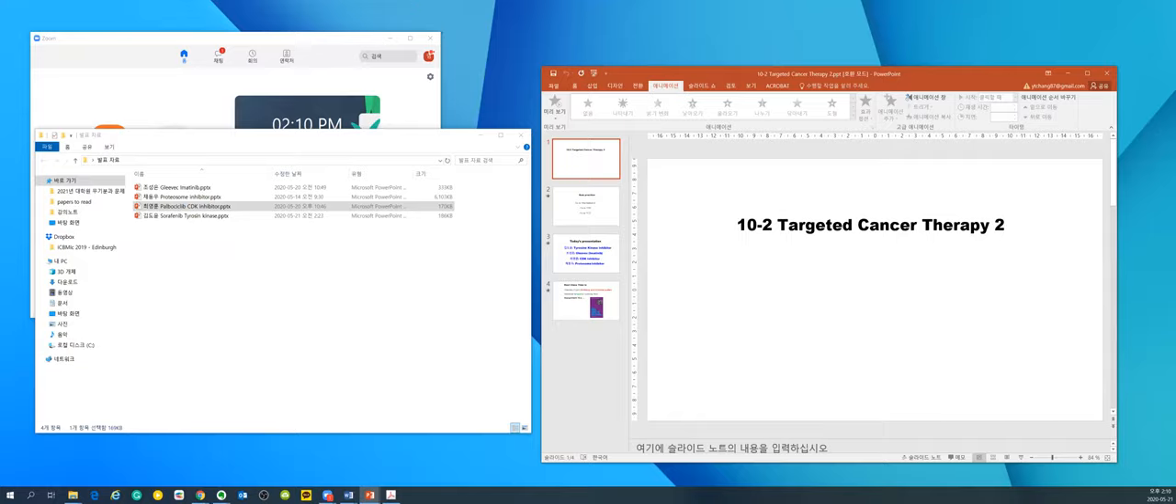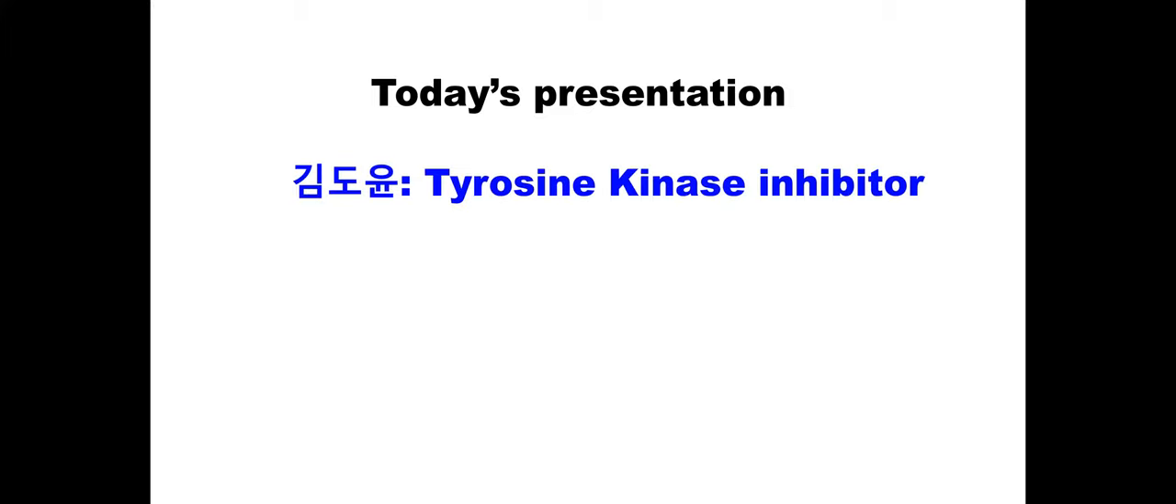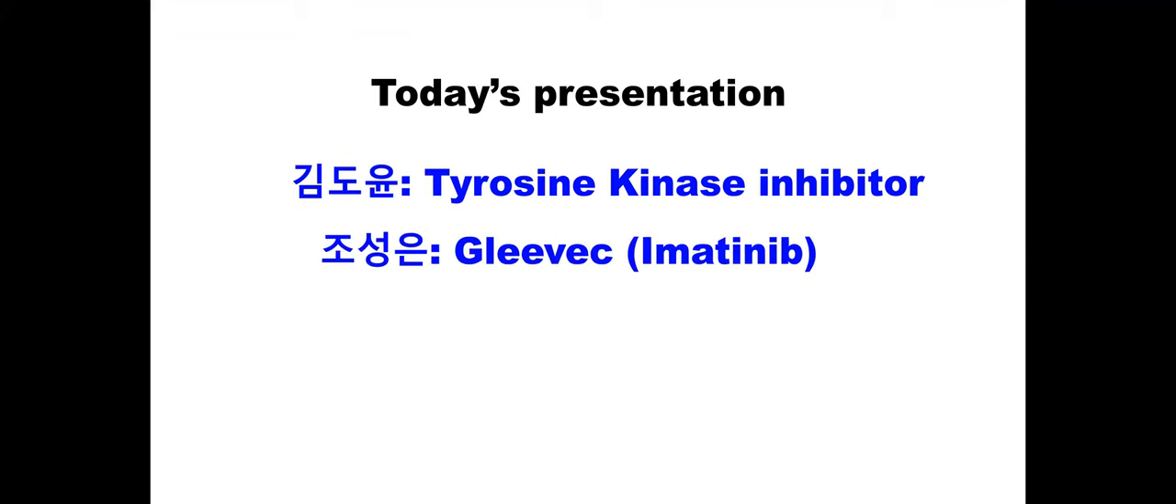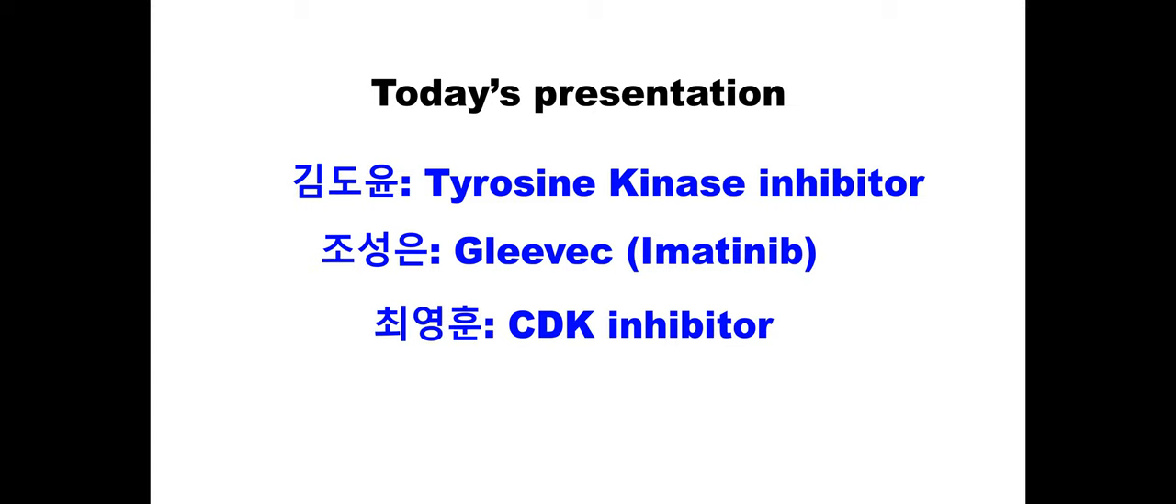okay, today I invited four speakers with examples of specific targeted cancer therapy. Four may be a little too many. So you should make sure to make your presentation as succinct as possible. Okay. First one is Doyon's tyrosine kinase. Second one is Tsang's Gleevec, which is a very good example of selective cancer drugs. And third one is Yongwon's CDK inhibitor.